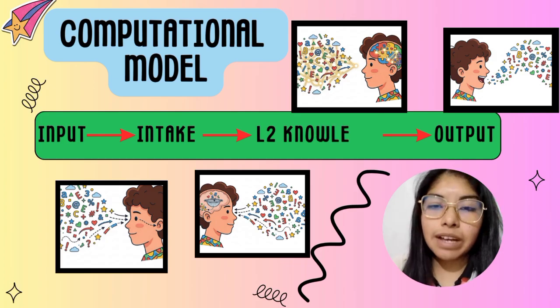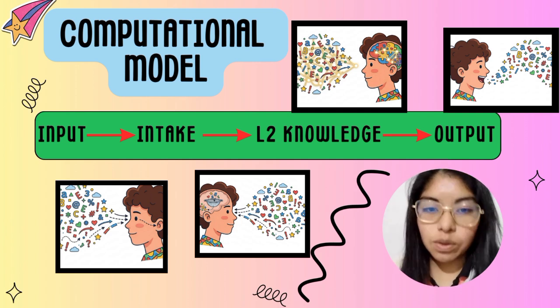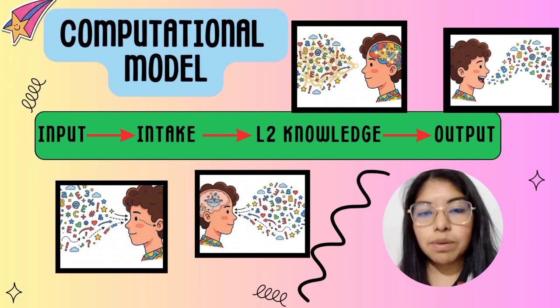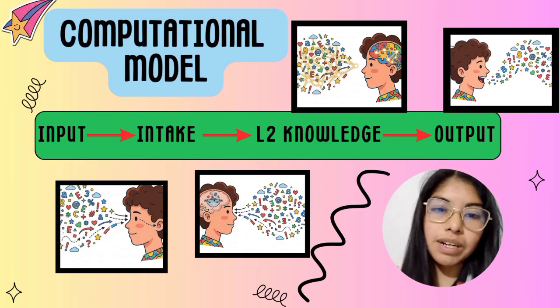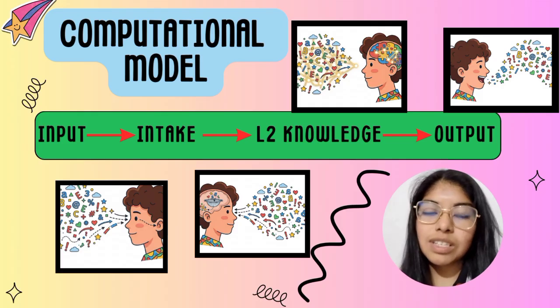Another important factor is the computational model known as the black box. The black box is the human mind. It's composed of four elements: input, that is the language we are exposed to; the intake, that is a part of input but is the short term memory; the L2 knowledge, which is the long term or permanent memory; and the output, which is the result, or in other words, the production of all the knowledge we acquire.